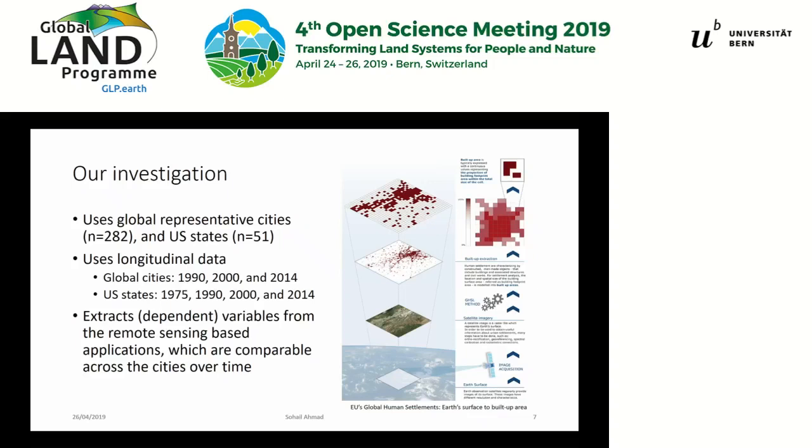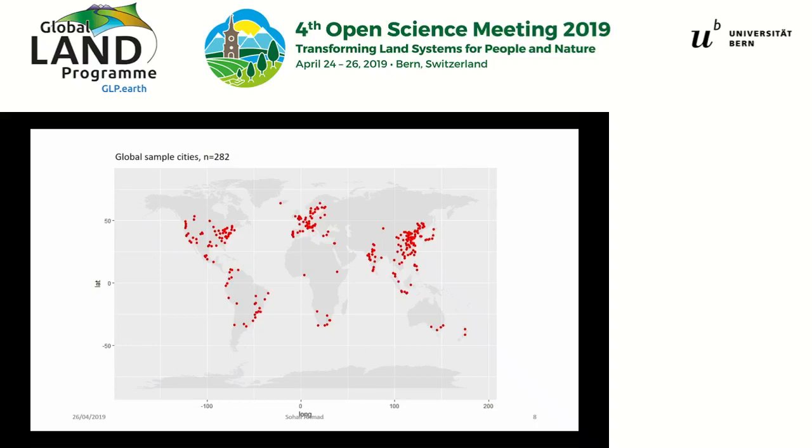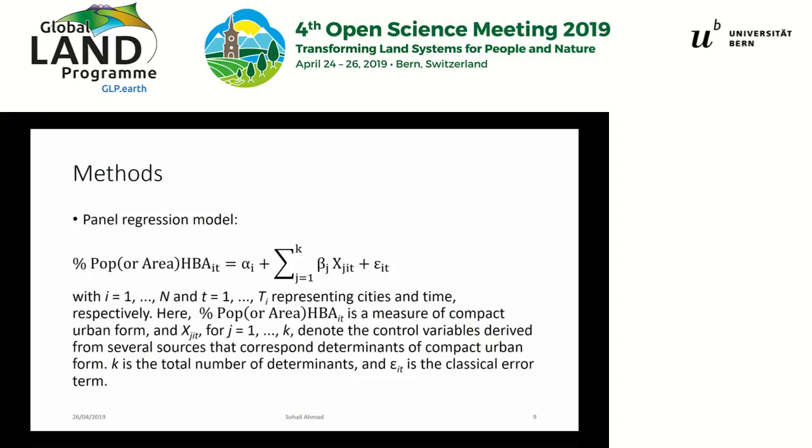So overall, we have used 282 cities. Earlier, it was based on one of the studies by Nangani et al., who used 343 cities. But our colleague Ulf collapsed some of the cities because they are very near to each other, and finally we got a data set of 282 cities. We have used panel regression models, where i is the city and t is the time, so we could do much better than with non-panel regressions.